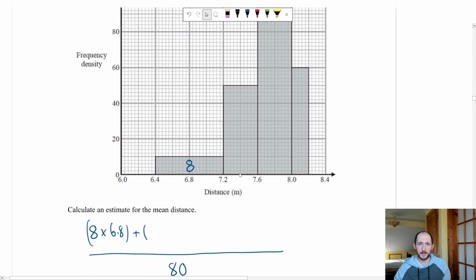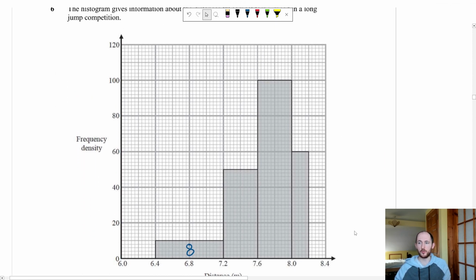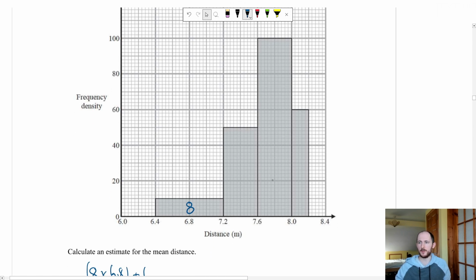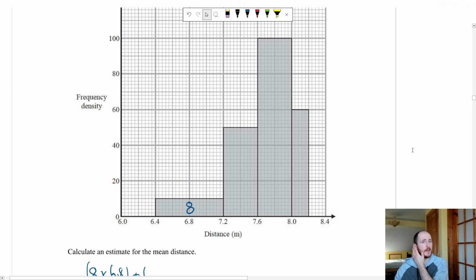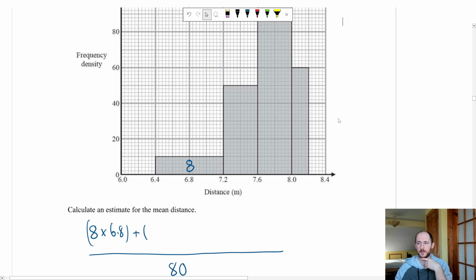And that's it. So some people like to draw it out as a table. So they would write 6.4 less than, it says M there for meters, 7.2, and then they'd write the value there and then do it from a table. Again, understanding is really key. This histogram is a representation of a table. So you don't need to draw the table up because this kind of is the table in a manner of speaking. So you don't have to do all that.